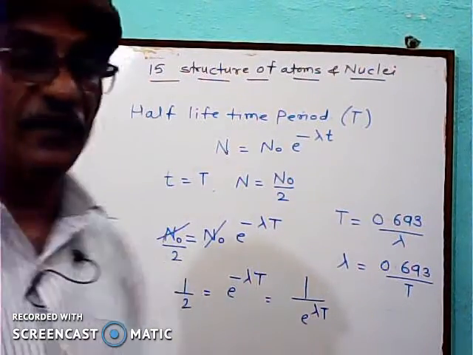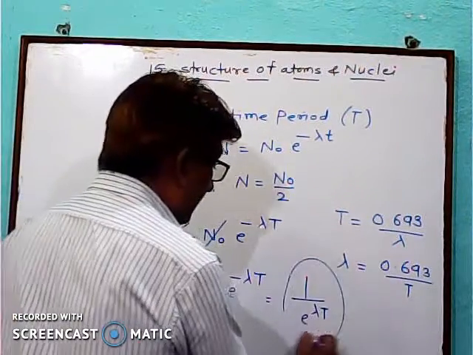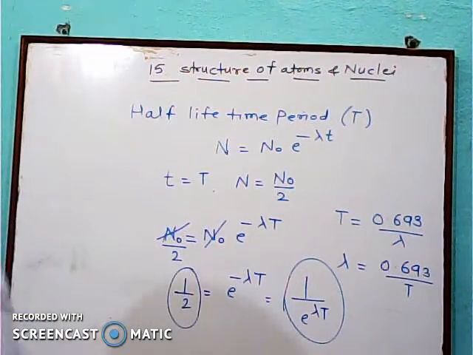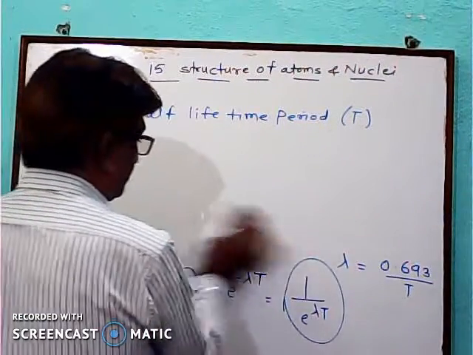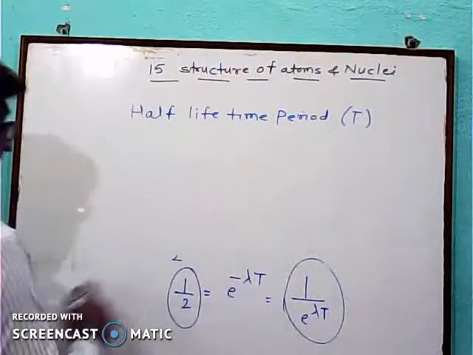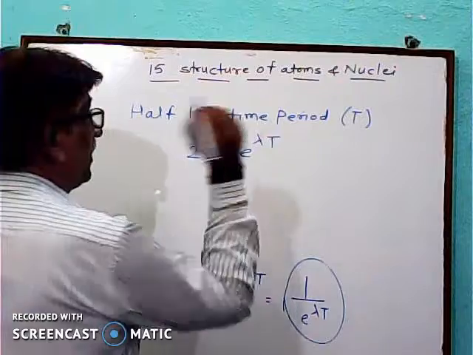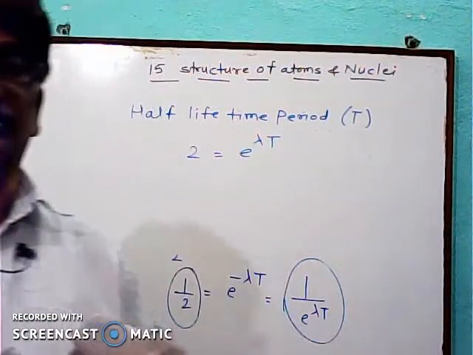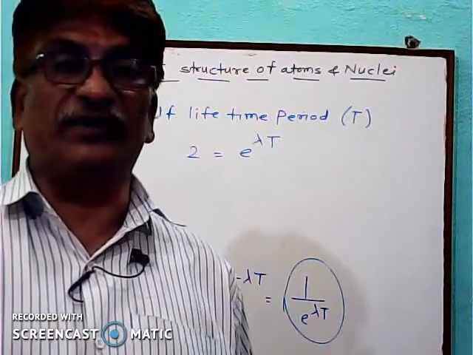Reciprocal. If we see both sides, right hand side and left hand side, the two values are the same. So here we can write 2 equal to e raised to lambda capital T. Sometimes a question will be asked: show that e raised to lambda capital T equal to 2.